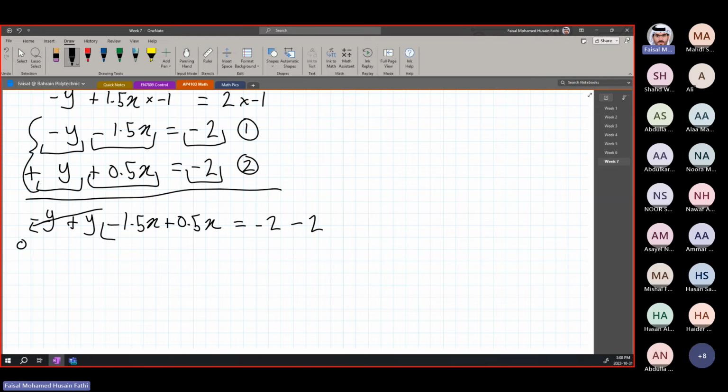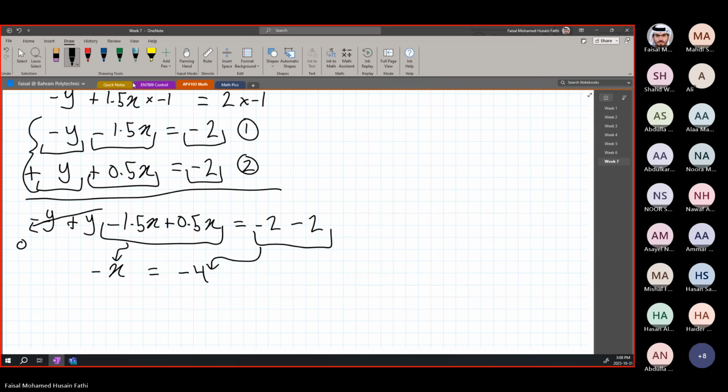What remains for us is this part, which is minus 1.5 plus 0.5. Put minus 1.5 plus 0.5 in the calculator. You're going to get -1x, which is equal to minus x. Minus x is equal to -2, and -2 is -4.